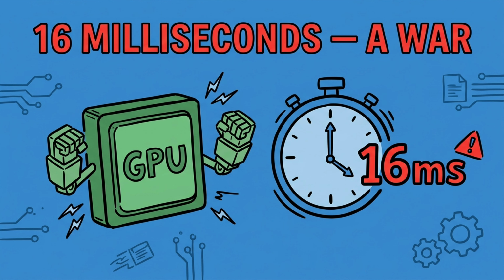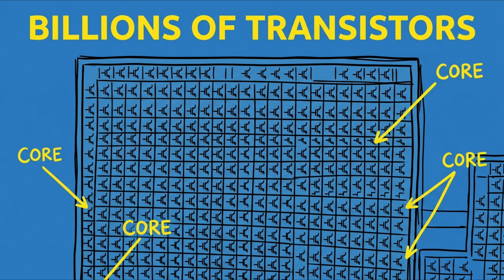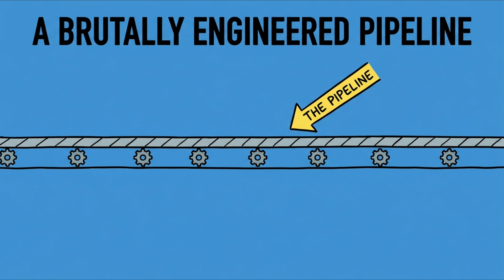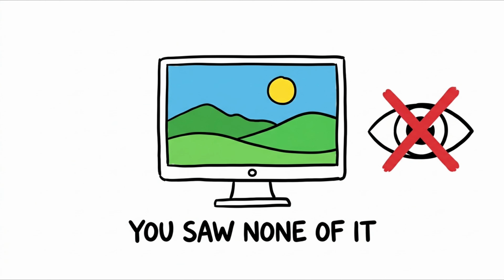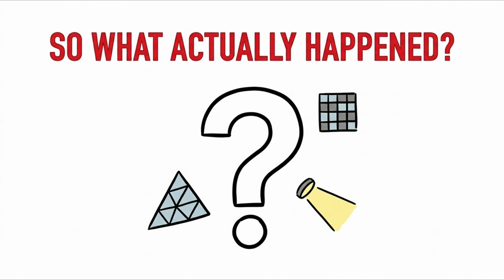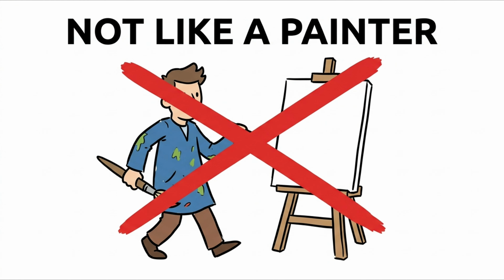A war involving billions of transistors, thousands of processing cores, and a pipeline so brutally engineered it makes a factory assembly line look like a child stacking blocks. You saw none of it. So what actually happened? Your GPU did not draw that frame the way a painter draws a portrait.